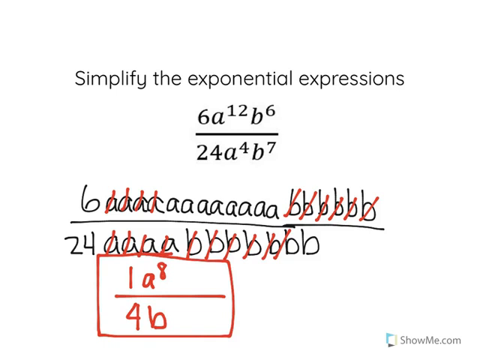So again, when you're simplifying exponents, you want to expand everything out, cross out any pairs that you have, and then write what is left over.